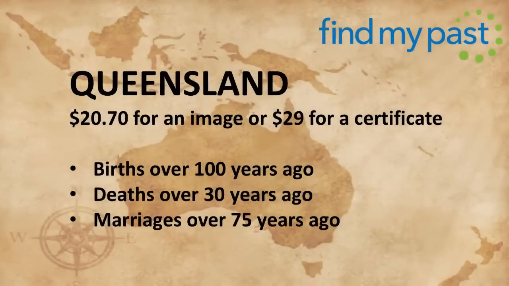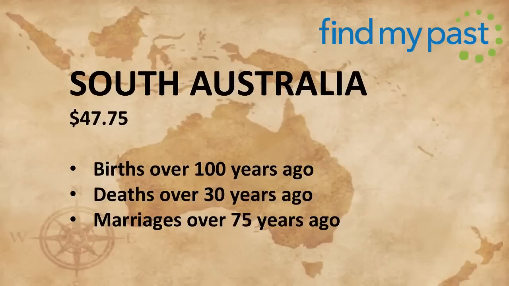Queensland is $20.70 for a historical image and $29 for a historical certificate, for births over 100 years ago, deaths over 30 years, and marriages over 75 years. South Australia is $47.75 for births over 100 years ago, deaths over 30 years, and marriages over 75 years.